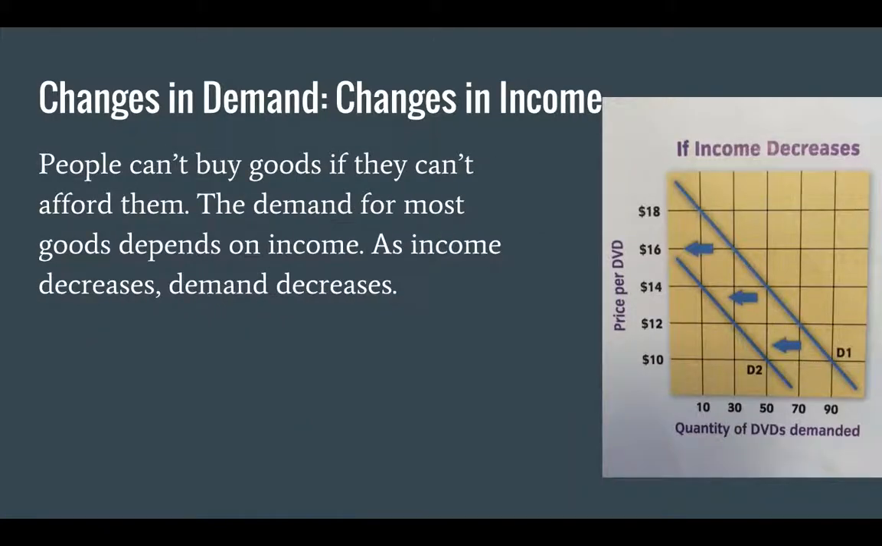Okay, another one is changes in income. People can't buy goods if they can't afford them. Remember the gas example I gave you guys, the gas for your car? The demand for most goods depends on income. As income increases or decreases, demand also increases or decreases. So you're not going to keep buying super fancy Chanel makeup if your college budget can't afford it, instead of just buying the drugstore L'Oreal or Maybelline. Right? So that's your change in income.